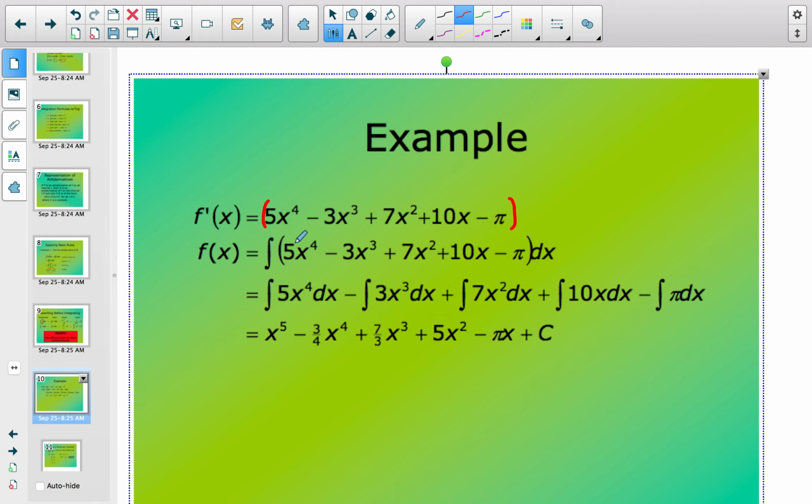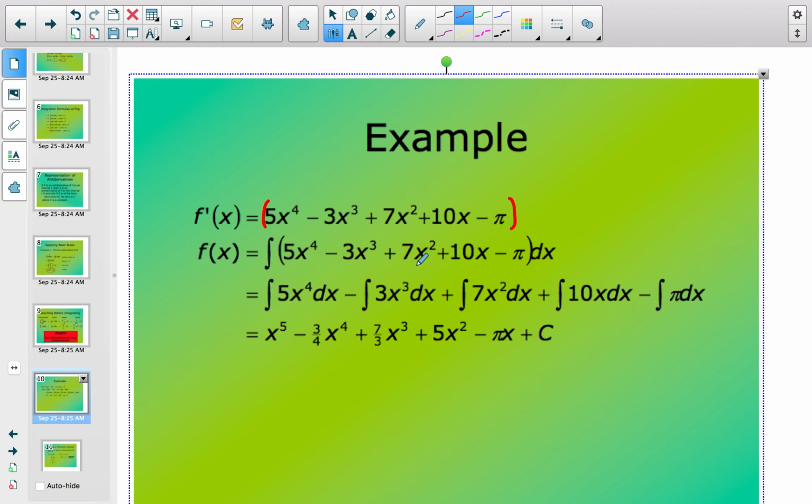And the antiderivative of x to the 4th, we up this by 1 to get 5, and dividing by 5, we get x to the 5th. Same thing with minus 3x to the 3rd. We take the antiderivative of that. We add 1 to the exponent and then divide by 4 to get 3/4 x to the 4th.